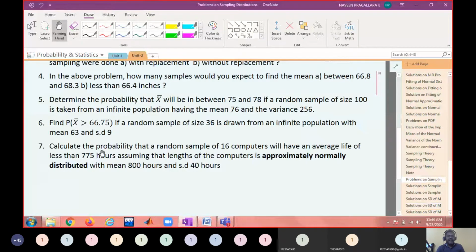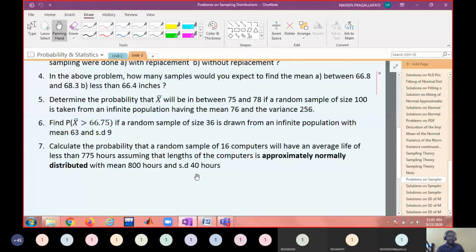Again, see the last one. Calculate the probability that a random sample of 16 computers has an average life of less than 775 hours, assuming that the lifetime of the computers is approximately normally distributed. Is it a small sample or a large sample? Small sample, because a small sample means n must be less than 30. Make a note. He is asking us to assume that it is approximately normally distributed, with a mean and standard deviation. The standard deviation is given.